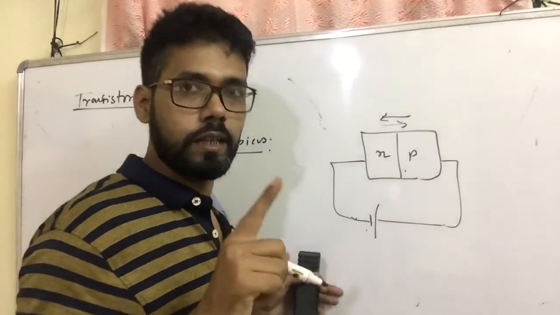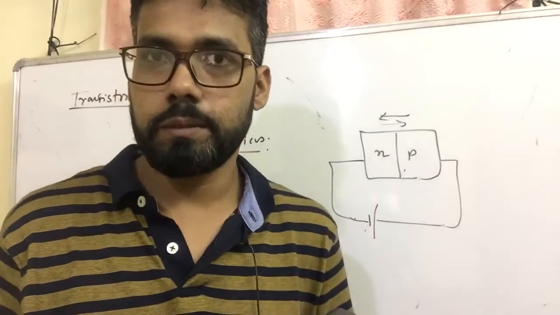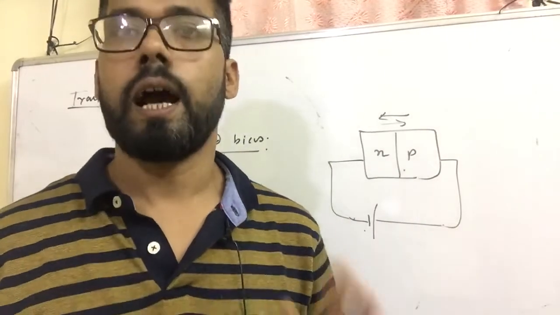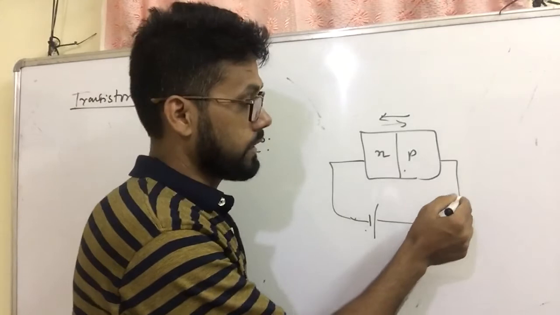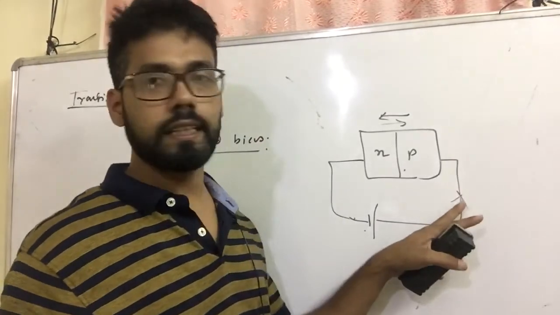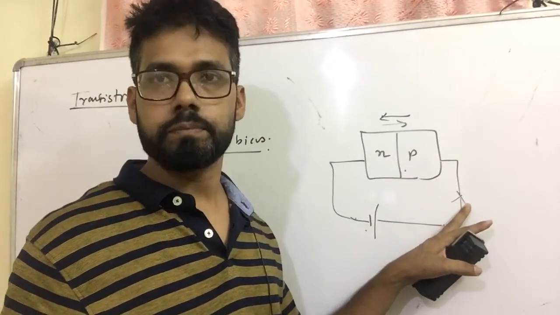But hole current exists only inside the semiconductor. Outside the semiconductor, there is no question of hole current. I am talking about here, outside the semiconductor. If you measure the current here, you will get the emitter current.